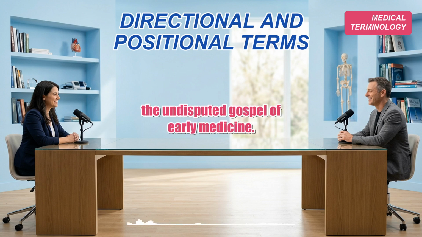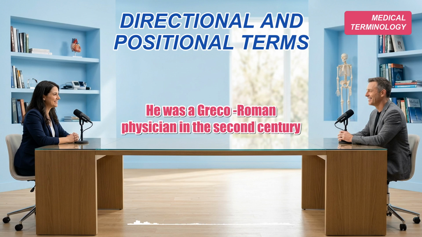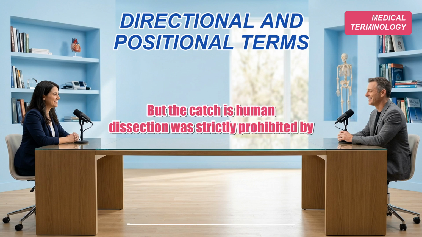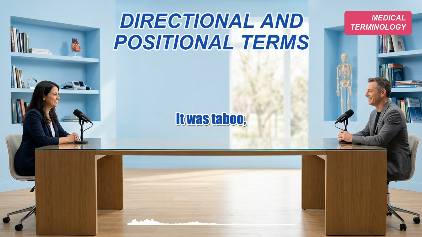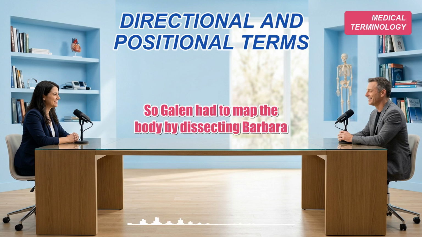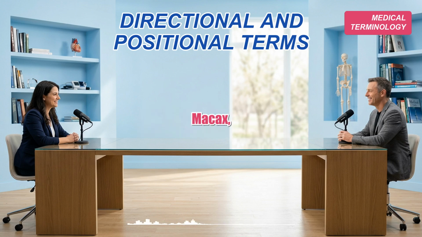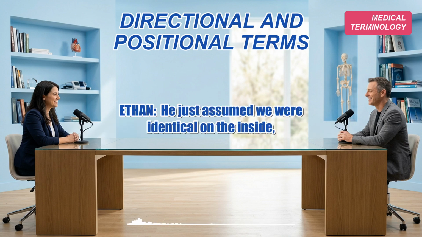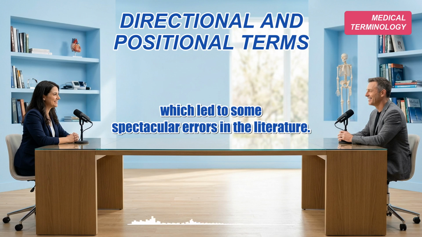Yes, Galen, the undisputed gospel of early medicine. He was a Greco-Roman physician in the 2nd century CE. But the catch is, human dissection was strictly prohibited by Roman law at the time. Right, it was taboo, so he couldn't actually look inside a human body. Exactly. So Galen had to map the body by dissecting Barbary macaques, oxen, and sheep. And he just blindly extrapolated that animal geometry onto humans. He just assumed we were identical on the inside, which led to some spectacular errors in the literature.